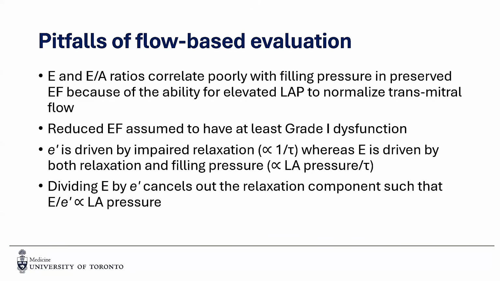And so if we divide E by E prime, essentially we're canceling out the relaxation component, such that E to E prime is directly a product of left atrial pressure or left ventricular filling. And so this is something that we'll talk about a little bit later when we go through the algorithms.